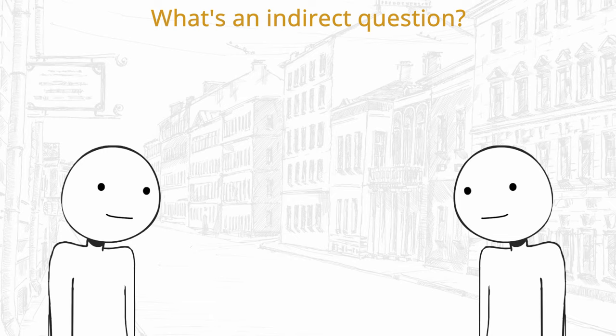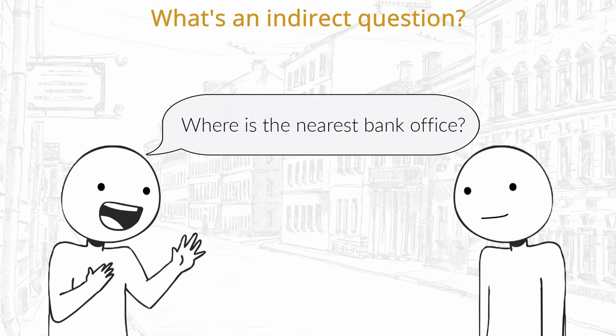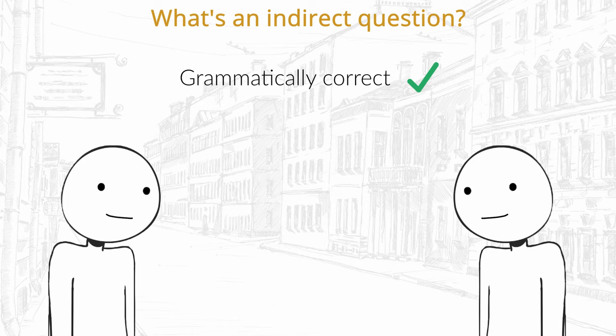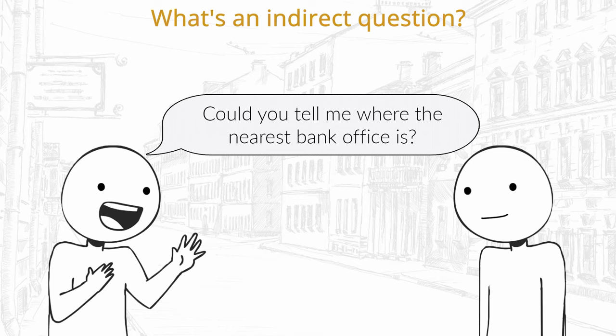Imagine a situation. I want to ask a direction from someone on the street. For example, where is the nearest bank office? Grammatically, the question is asked correctly. It is a direct question. Anyway, the tone of my question does not sound very polite. It would be appropriate to ask with an indirect question, like, could you tell me, please, where the nearest bank office is?